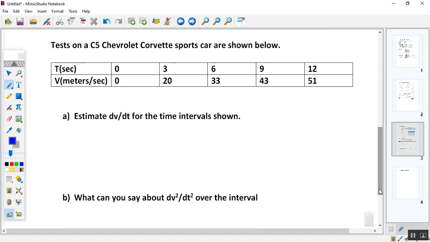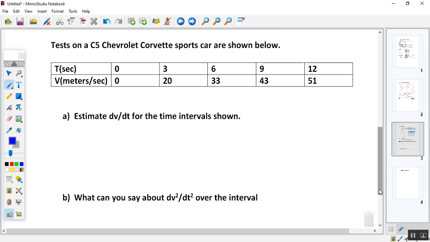Graphical reasoning. Tests on a C5 Chevrolet Corvette sports car shown below, talking about its velocity over time. At time 0, I haven't timed anything because the car hasn't started doing what? Moving. So at time 0, it's going how fast? 0. At time 3, how fast is it going? At time 6. At time 9, it's 43, and time 12 is 51.